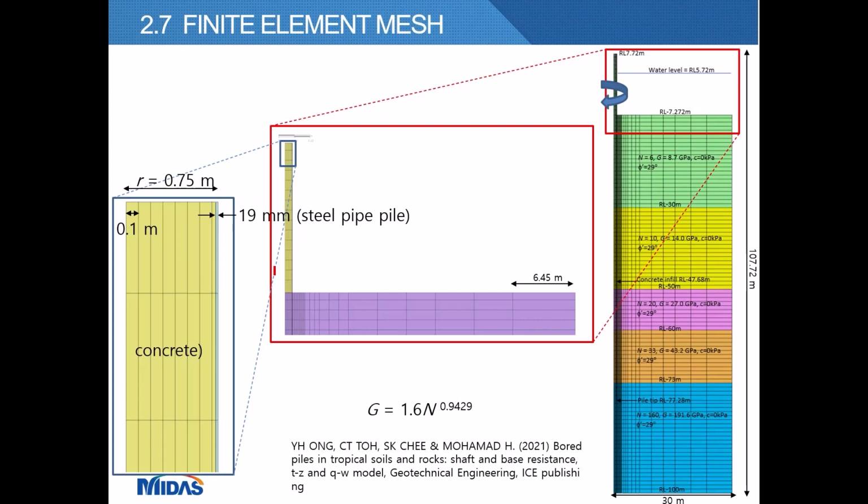This is the mesh simulating maintained load test of steel pipe pile. Quadrilateral elements were used for this problem. The size of the model is 30 meter in width and approximately 107 meter in depth. The concrete infill was modeled by changing the soil properties from the soil to the concrete, and the soil was modeled by using Mohr Coulomb model, assuming friction angle of 29 degree, following the recommendation by ICP methods.